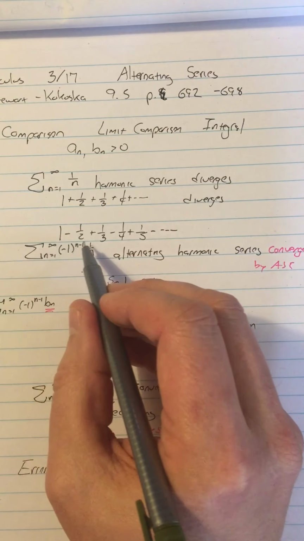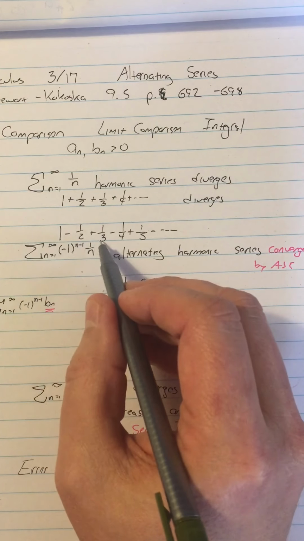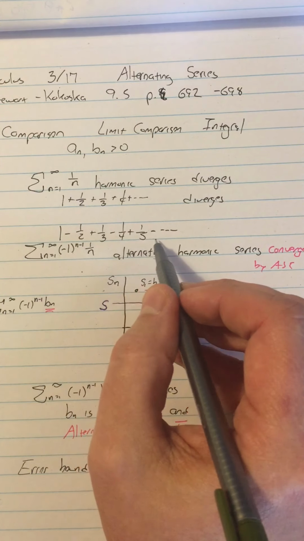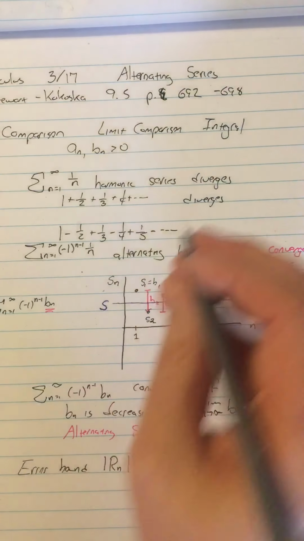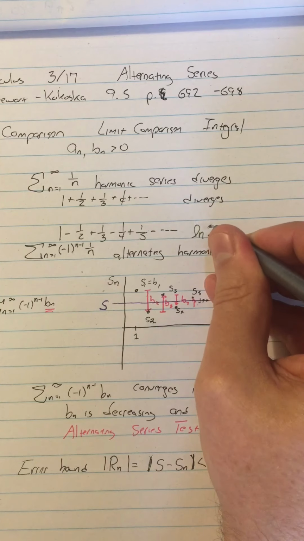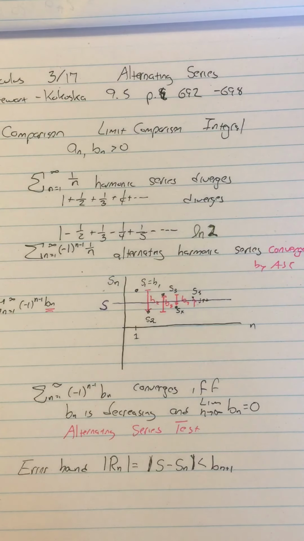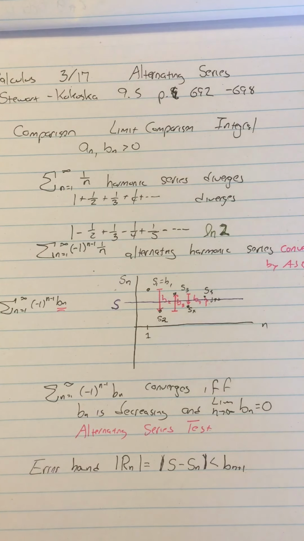Are you ready? What do you think it all adds up to? If I add up infinitely many terms of 1 minus 1/2 plus 1/3 minus 1/4 plus 1/5, and I keep going to infinity, what's it going to add up to? What do you think? ln of 2. Yeah, if you guessed ln of 2, you guessed correctly. Anyway, I'm going to link to this awesome webpage that I found that shows how that comes to be.